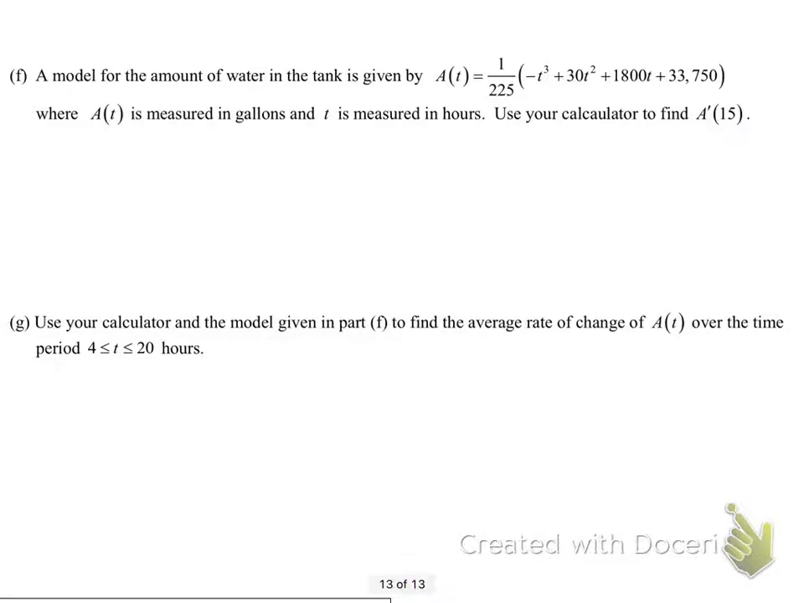Okay, oops, last page. A model for the amount of water in the tank is given by A(t) = 1/225 times the quantity (−t³ + 30t² + 1800t + 33,750), where A(t) is measured in gallons and t is measured in hours. Use your calculator to find A'(15).